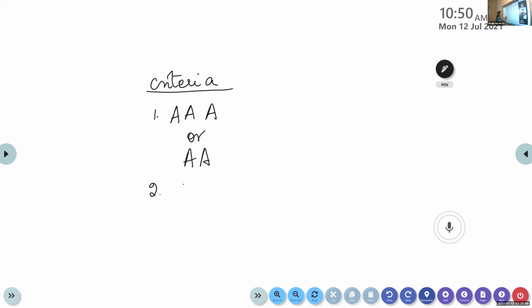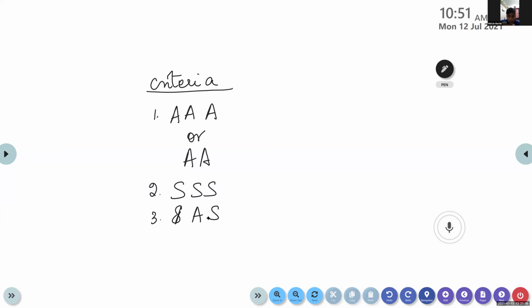The second condition is SSS. Today I'll send the notes, copy it in your notebook. Write the criteria in your notes. Now this is SSS. SSS means side. If all the sides are proportional, then the given triangles are similar. Third one is SAS, side angle side. So these are the criteria we have for checking.